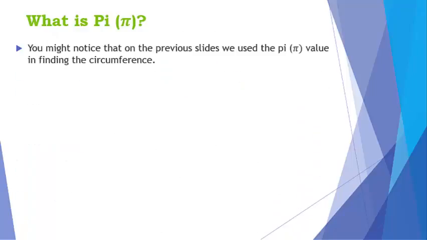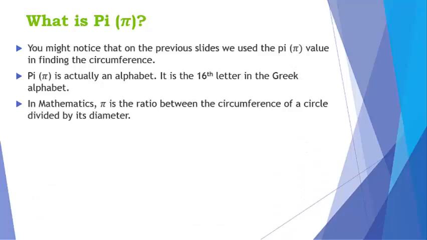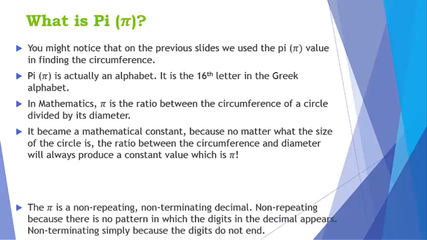What is pi? You might notice that on the previous slides, we used the pi value in finding the circumference. Pi is actually an alphabet. It is the 16th letter in the Greek alphabet. In mathematics, pi is the ratio between the circumference of a circle divided by its diameter. It became a mathematical constant because no matter what the size of the circle is, the ratio between the circumference and the diameter will always produce a constant value, which is pi.